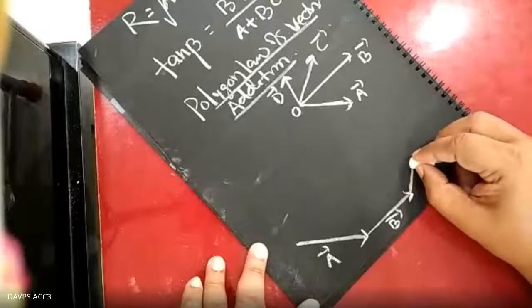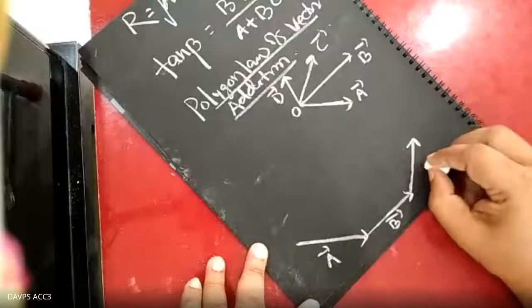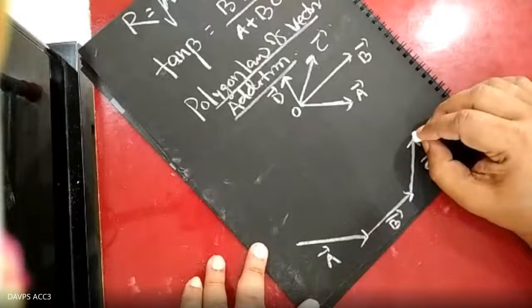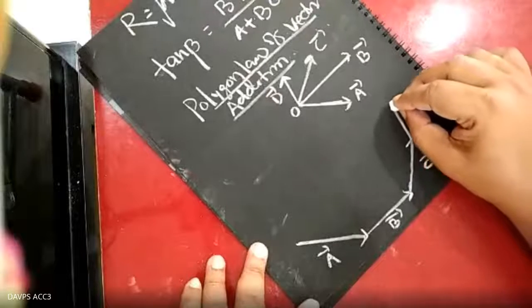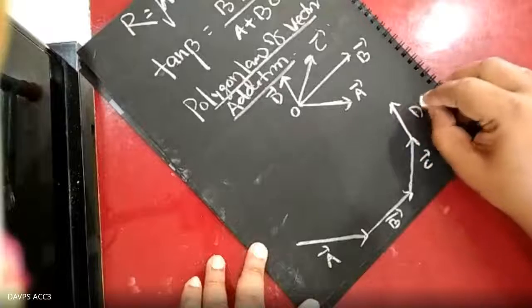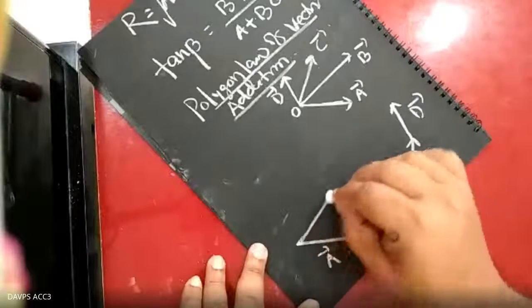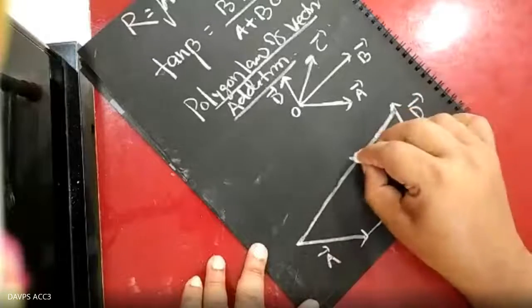I am taking in a magnitude and direction. C like that. Then what is the vector D? The vector D will be like that. That is vector D. Then the closing side.